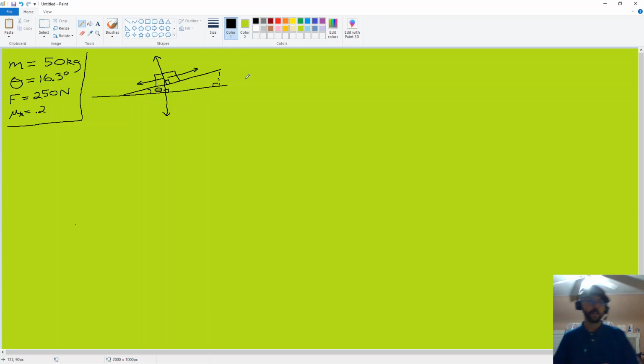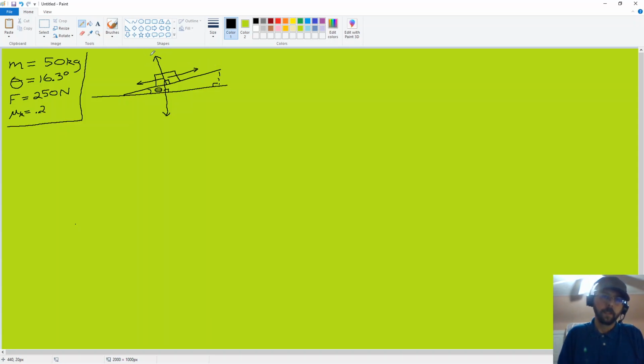The information that we're given is there's a box that's sliding uphill. It's being pushed, or somehow it's got some force pushing it up an inclined plane. The mass of the box is 50 kilograms. The angle theta that the inclined plane makes with the horizon is 16.3 degrees. The force that's pushing it up the hill is 250 newtons. The coefficient of kinetic friction is 0.2. That's what we're given, and we're supposed to find the acceleration with which it's moving up the inclined plane.